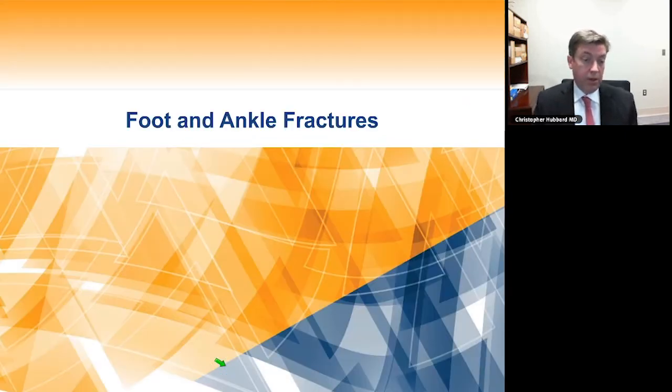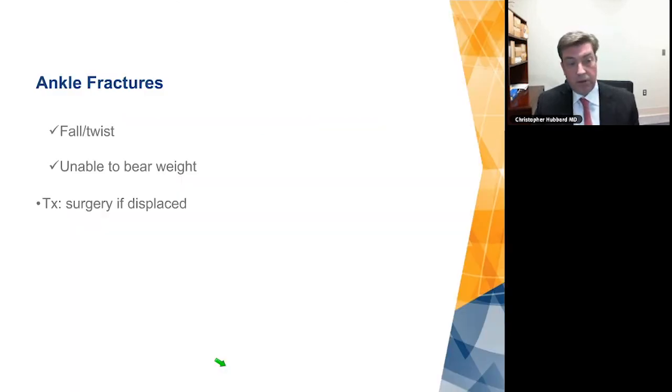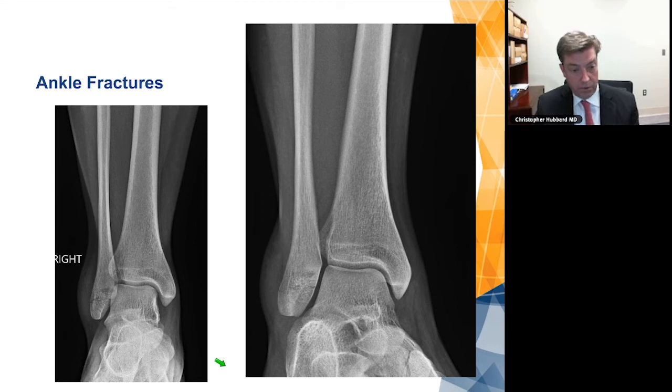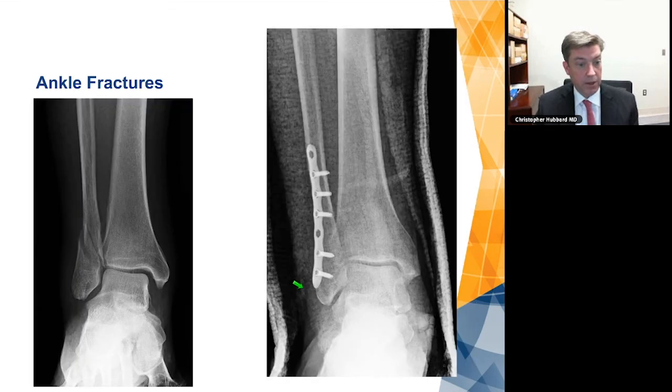In terms of some of the fractures that we see in the foot and ankle, obviously most are some fall or twist or such, typically can't bear weight, they're displaced, and generally have to be fixed. So here's a subtle transverse horizontal fracture of the distal fibula. This is something that can be treated non-surgically, typically in a walking boot and bearing weight.